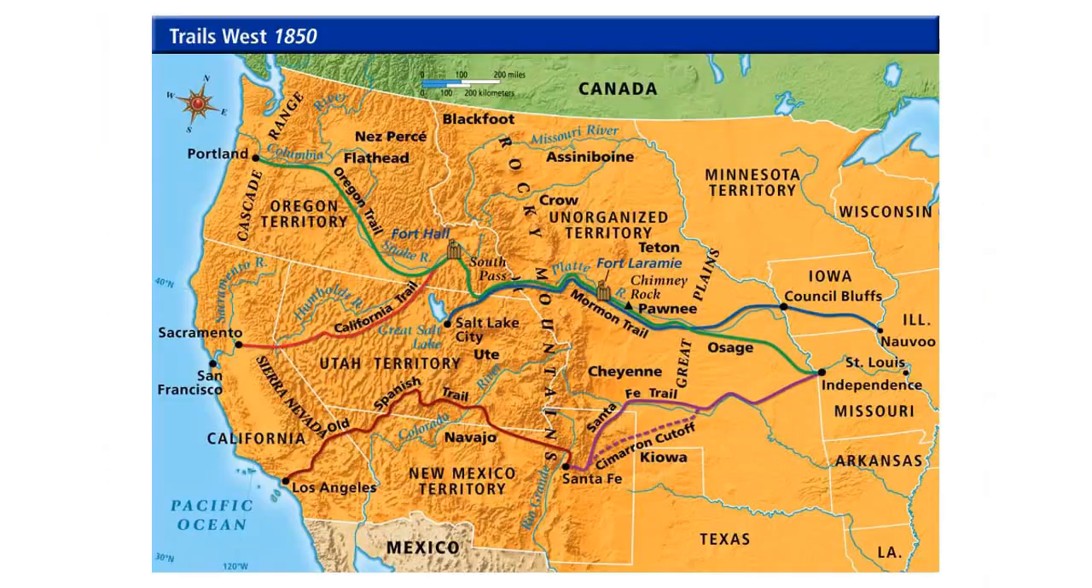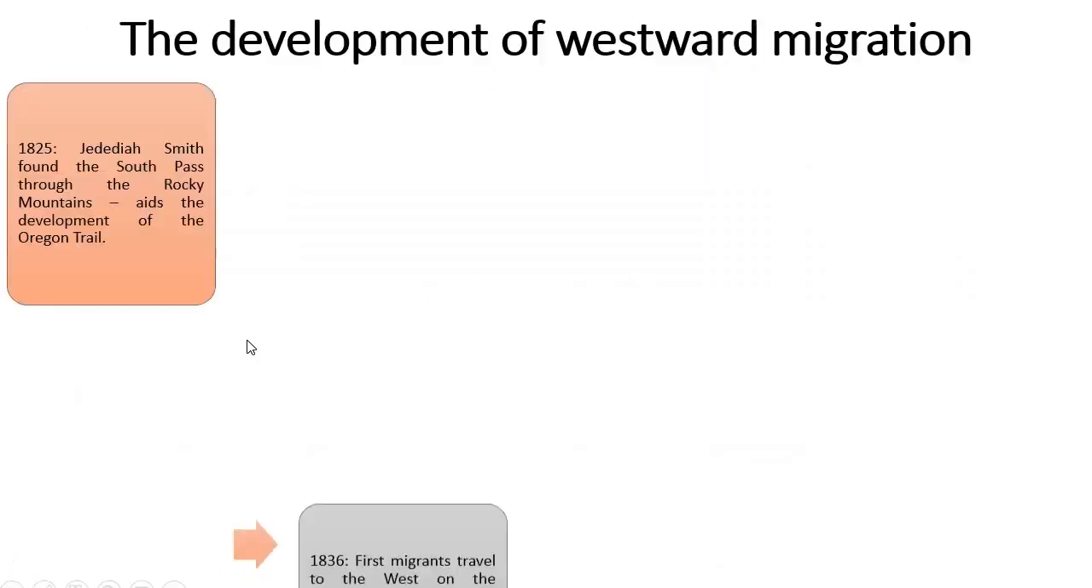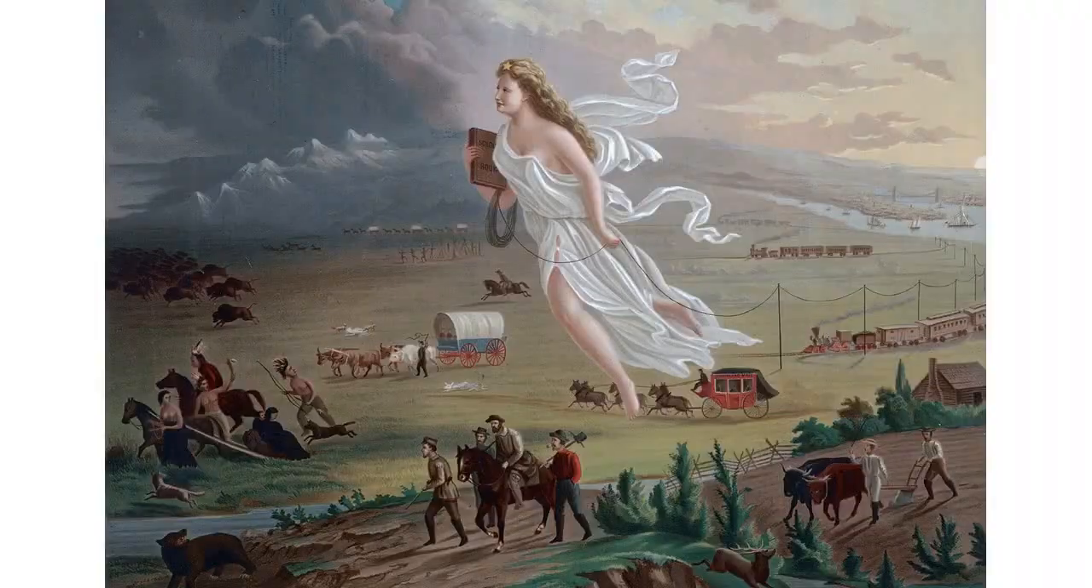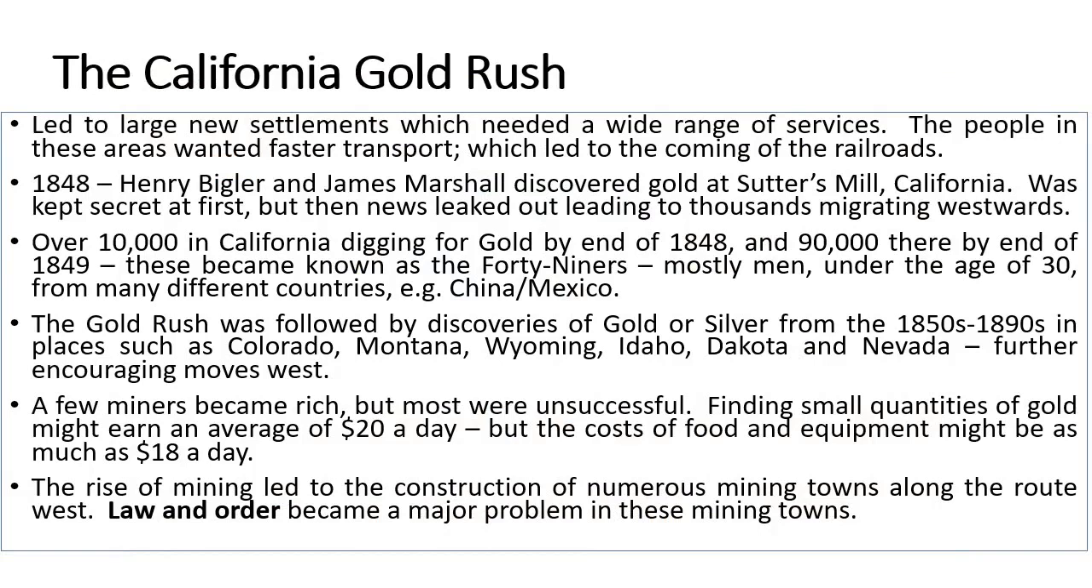If I go back to the map I showed you at the start, basically they get all of this land above kind of where that line is there, becomes part of the United States. So obviously that includes California on the west coast. So gold's discovered in 1848.